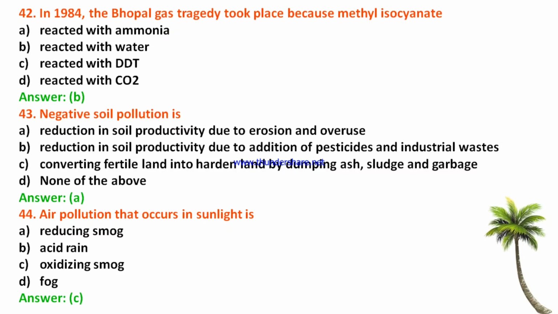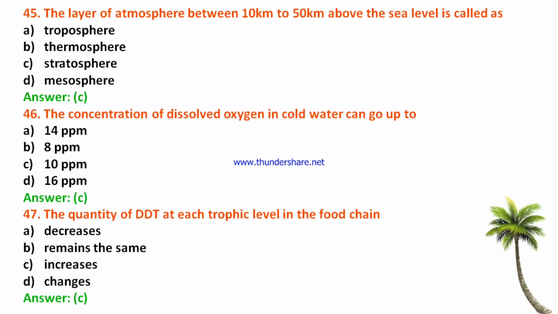Next, number 44. Air pollution that occurs in sunlight is reducing smog, acid rain, oxidizing smog or fog. And air pollution that occurs in sunlight is oxidizing smog. Next question. The layer of atmosphere between 10 km to 50 km above the sea level is called, this is very easy, and the right answer is stratosphere. Between 10 km to 50 km from the sea level is called stratosphere.